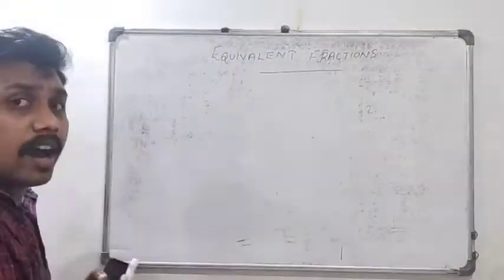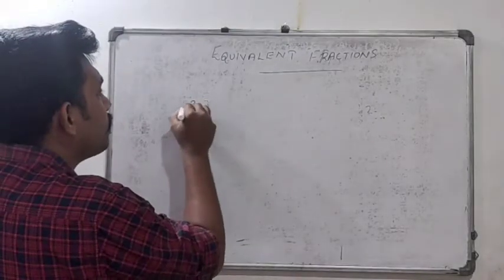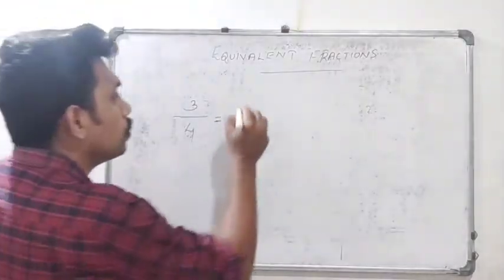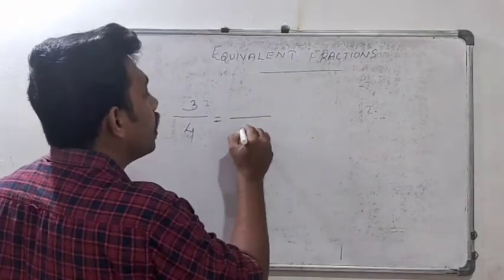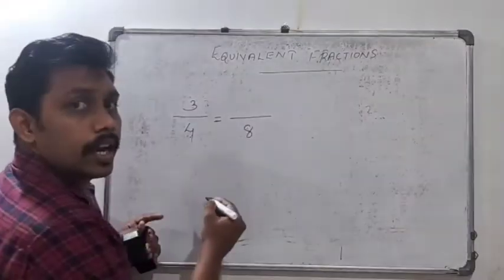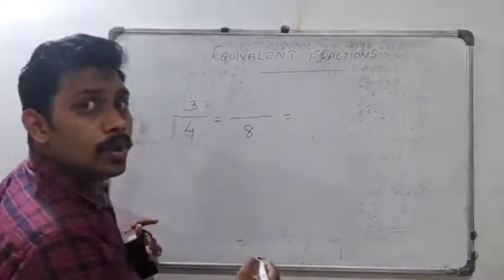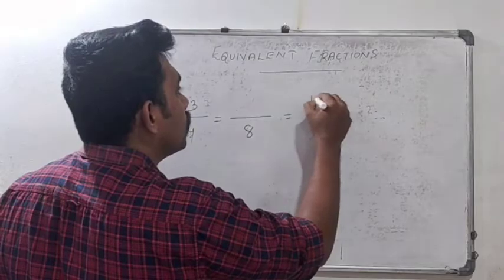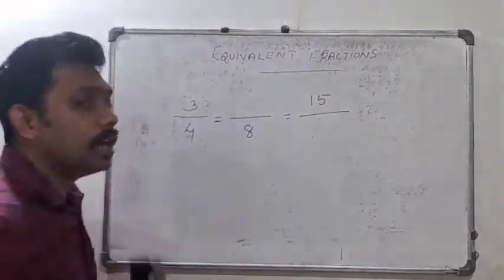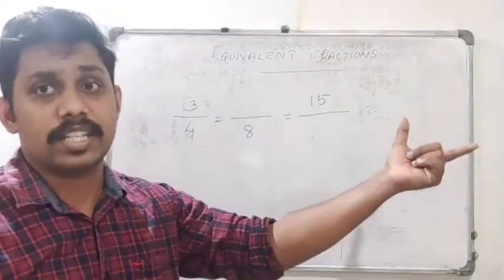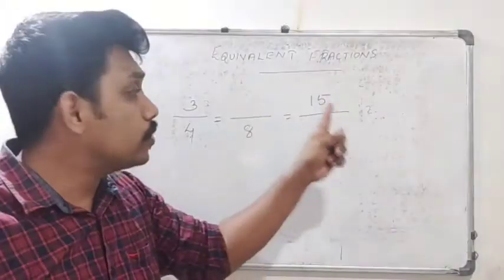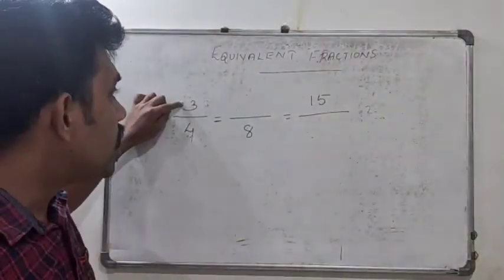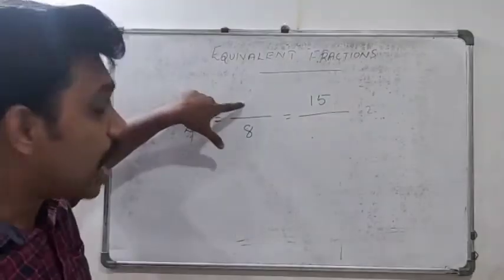Here I have one more example, 3 by 4. Here it says that they are equivalent. The numerator is not given, the denominator is 8, and this is also equal to a fraction whose numerator is 15. So what could be the denominator? These fractions are equivalent fractions, so we need to find the numerator here and the denominator here. Let's think. 3 by 4 becomes dash by 8.